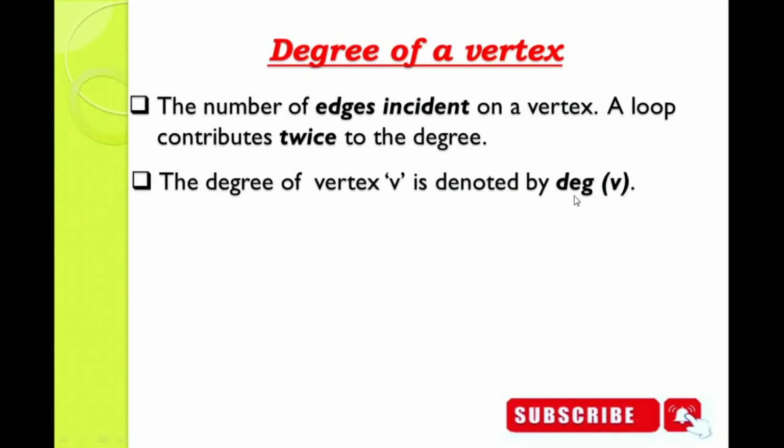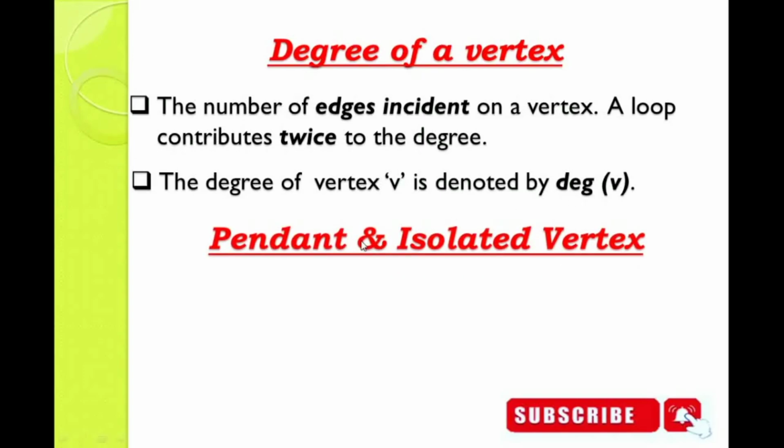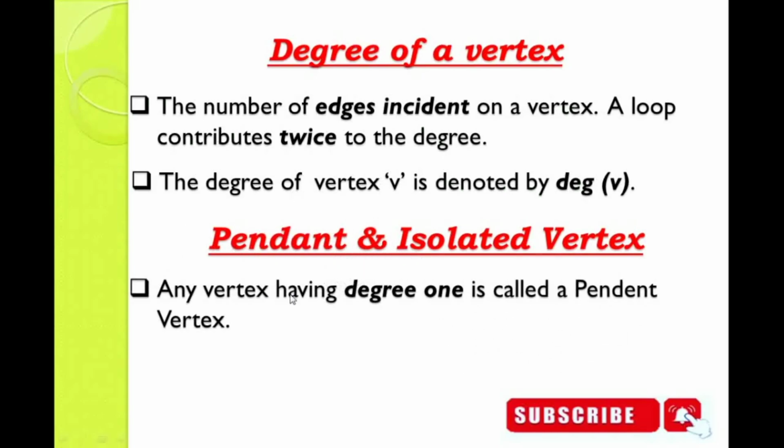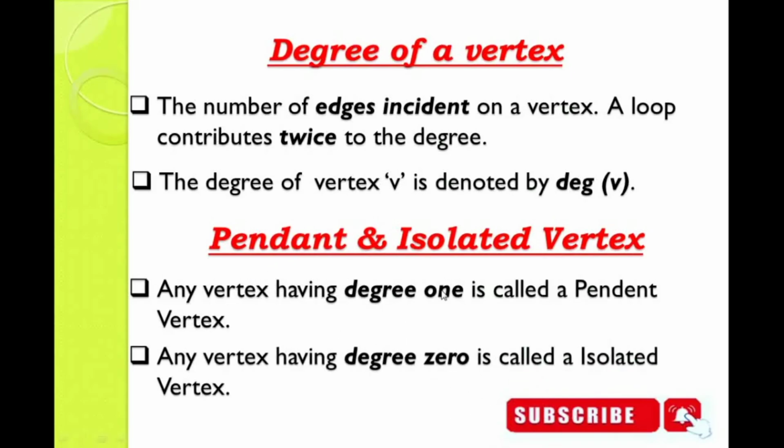Okay, so next we discuss what is meant by pendant vertex and isolated vertex. So pendant vertex is nothing but any vertex having degree 1 is called pendant vertex. Okay, what is isolated vertex? Any vertex having degree 0 is called isolated vertex.